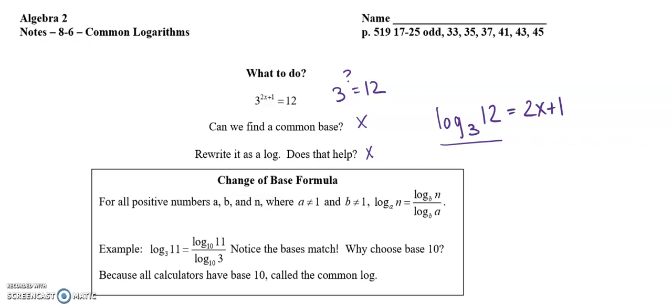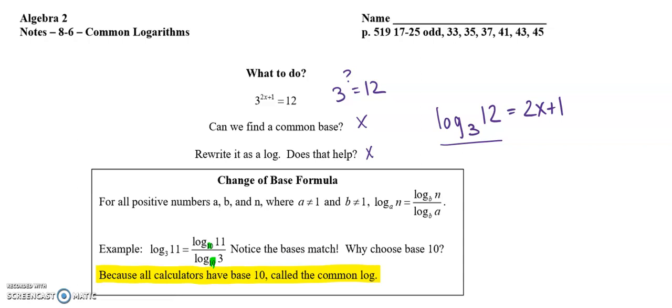We are going to choose base 10, because all calculators have the log button, and that is log base 10. For example, if we have log base 3 of 11, we are going to take log base 10 of 11 divided by log base 10 of 3. Our bases, these b's, are both 10, and we're choosing 10 because it's the common log and we have it on our calculator to make things easy.